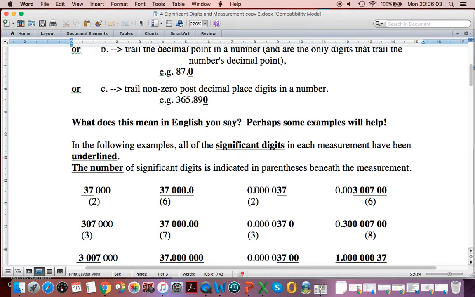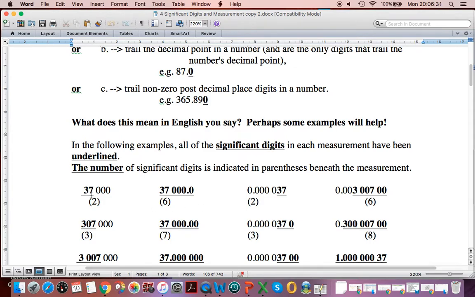Here we have zeros that are placeholders to get us to the 3 and the 7. We're back to just 2 significant digits. Similarly, these zeros are just placeholders, but here are embedded zeros, and here are trailing zeros to the right on our measurement. So in bold, we have 1, 2, 3, 4, 5, 6. 6 significant digits. Now, one way to tell is by putting them into scientific notation.